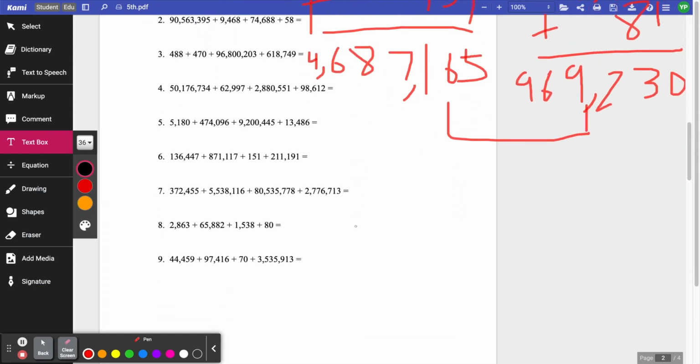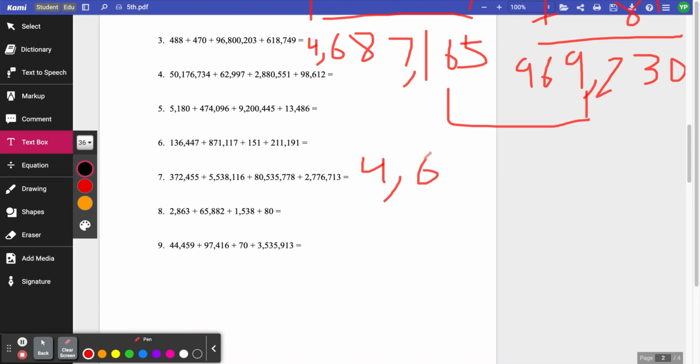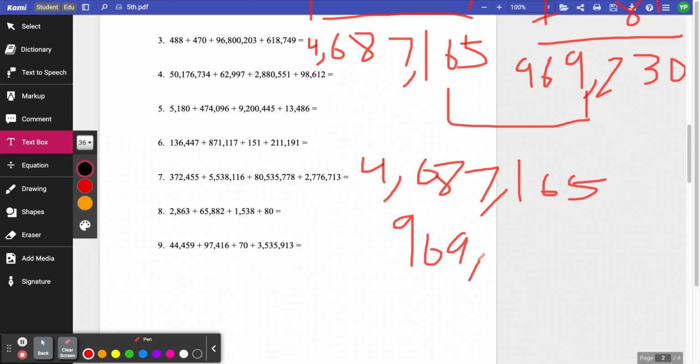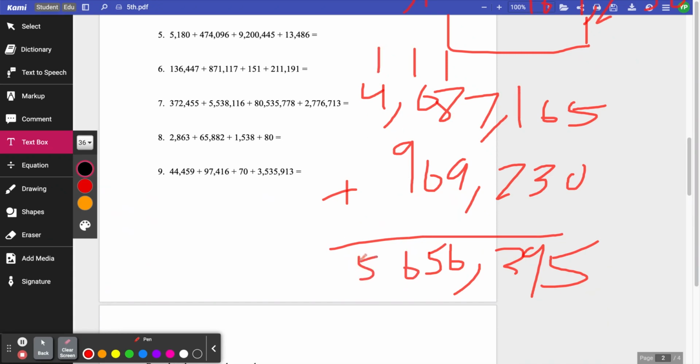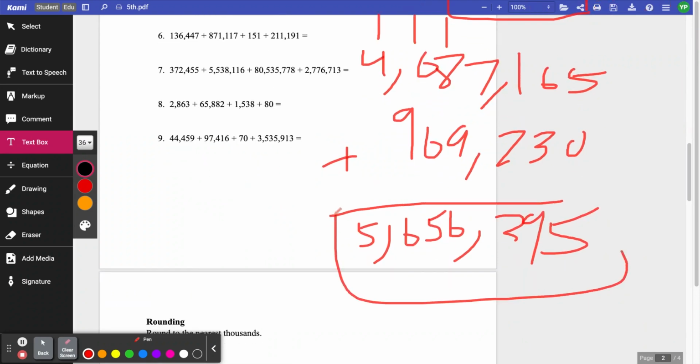If you add these 2, you get 4,687,165 plus 969,230, and you add it, and it's 5 plus 0, 5, 6 and 3, 9, 1 and 2, 3, 7 and 9, 16, 1 plus 8, 9, 9 plus 6, 15, 1 and 7, 7, 7 plus 9 equals 16, and 1 plus 4 equals 5. So the answer for number 1 would be 5,656,395. So this will be the final answer.